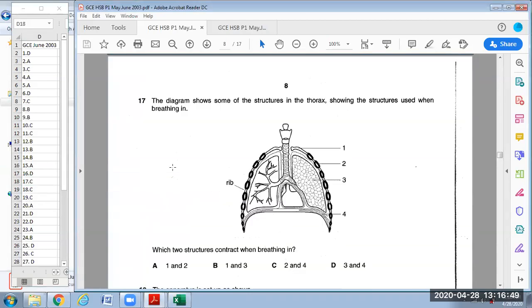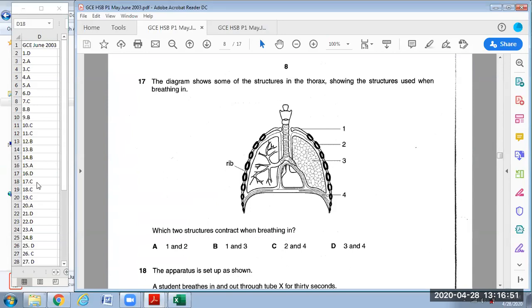17. The diagram shows some of the structures in the thorax, the structures used when breathing in. The answer would be C. C, yeah. 2 and 4. 2 is the external intercostal muscle. 4 is the diaphragm.